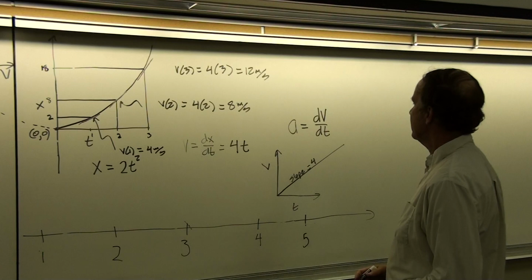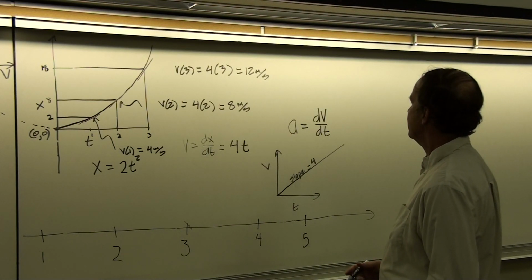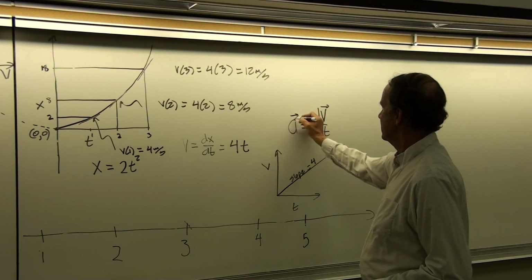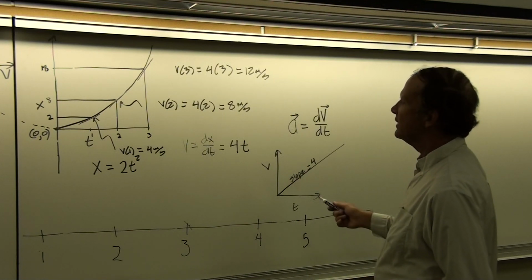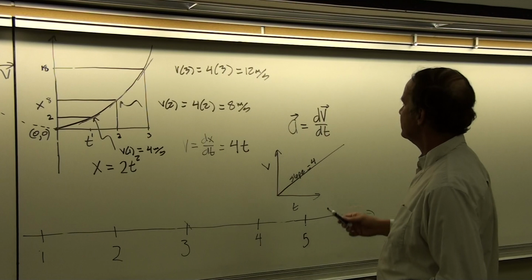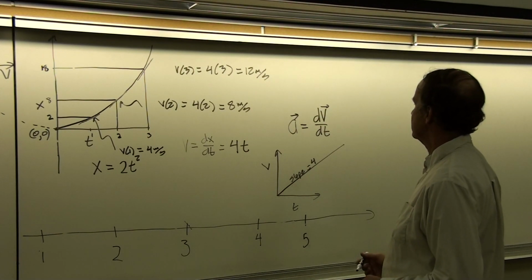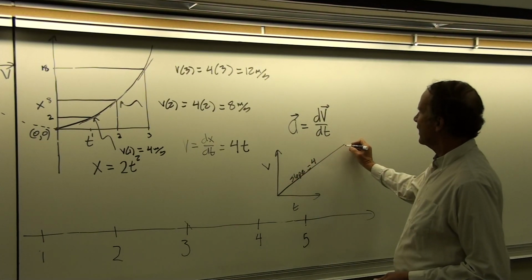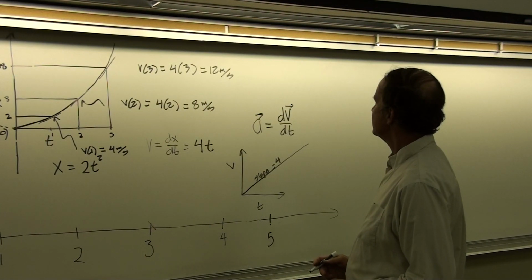Okay, and so it follows in a very analogous way to the way in which we defined the velocity as the derivative of the displacement. We can say that the acceleration is the derivative of the velocity. And if the velocity versus time plot is a straight line, then the acceleration is constant.